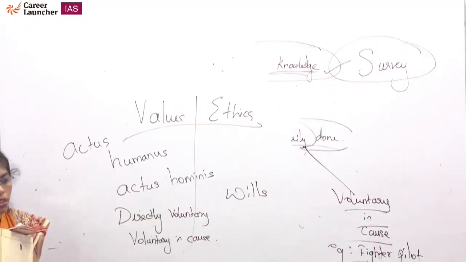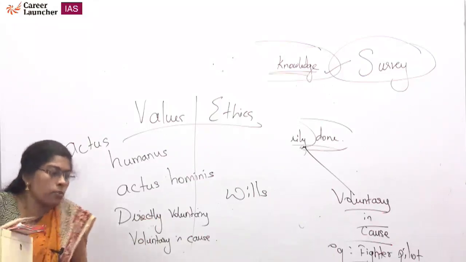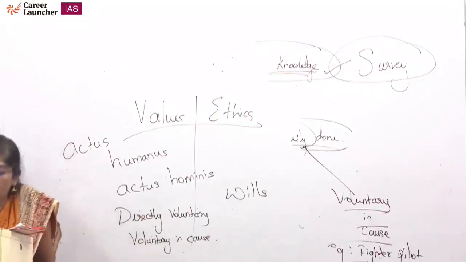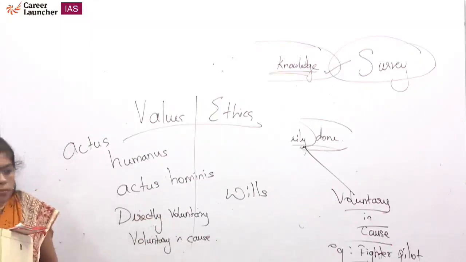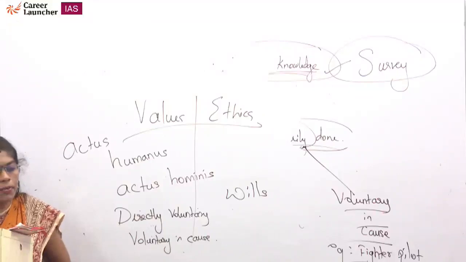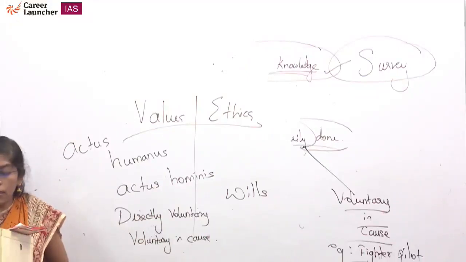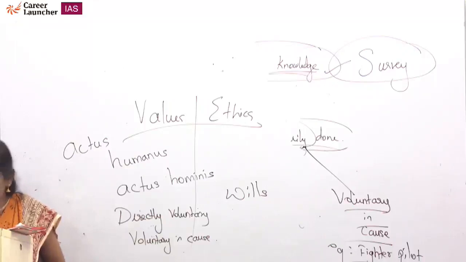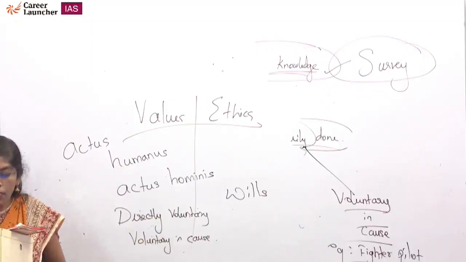Full stop and continue. An action is voluntary in cause. Note, underline that sentence once you complete. An action is voluntary in cause if the actor foresees that it will result from another action directly willed.